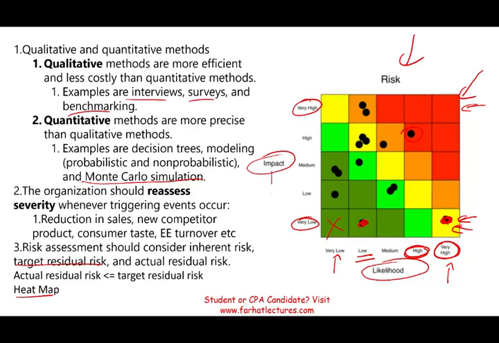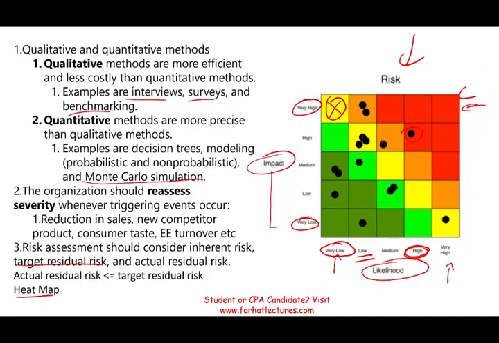The likelihood of a plane crash is very low, but the impact will be very high. This will be like an airplane crash. Okay, why? Because it should not happen, but if it does happen, the impact is very high. So you can draw scenarios to find out where you want to be.